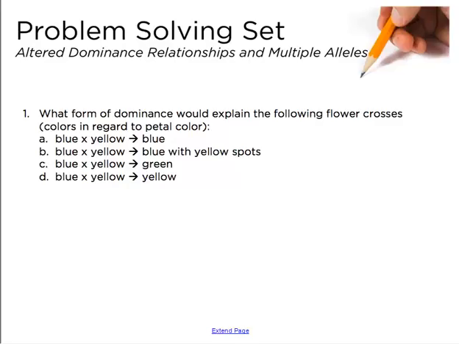Welcome to the problem-solving set on altered dominance relationships and multiple alleles. Question 1 asks, what form of dominance would explain the following flower crosses, with colors in regard to petal color? For A, it's a blue petal color times a yellow petal color, and all the offspring are blue. Now this is a form of complete dominance.